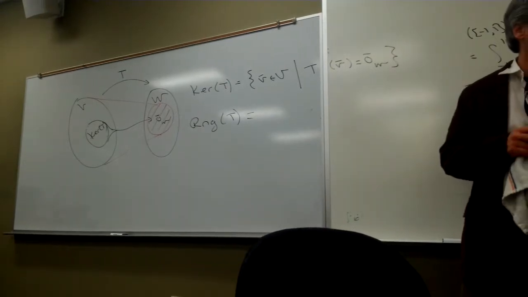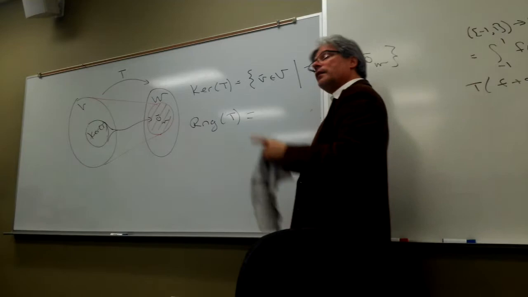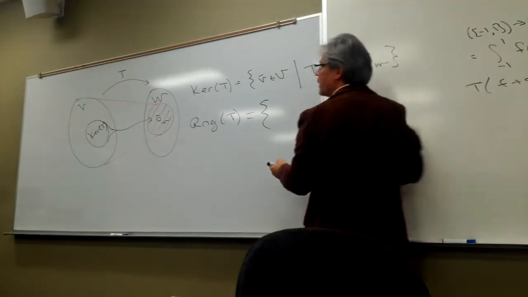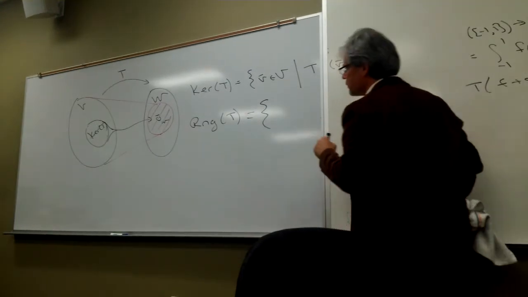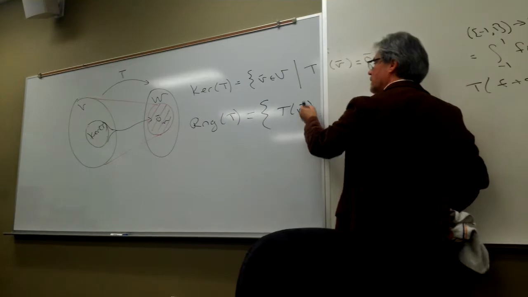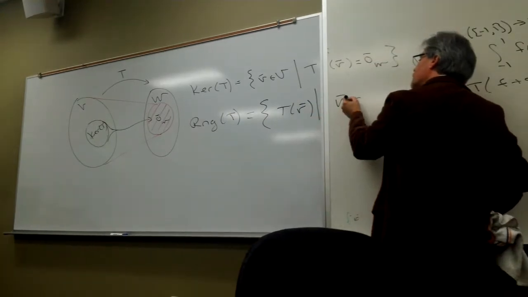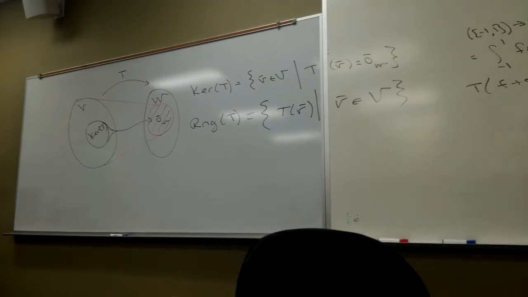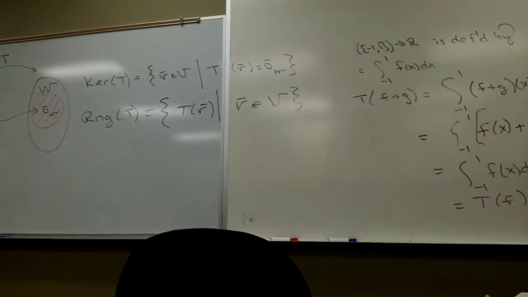I need to attribute symbols to that. What I'm really trying to say is this. It's a collection of all elements of the second vector space, all the transformed elements from the first to get into the second, such that V bar ranges over the vector space V. That'll be my working definition of the range of a transformation.